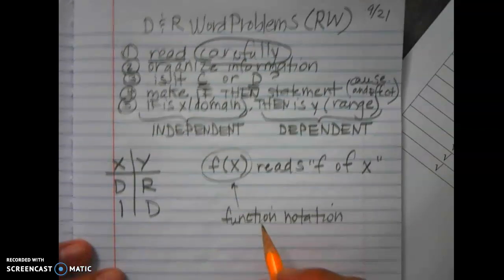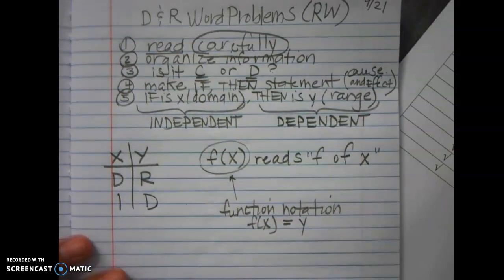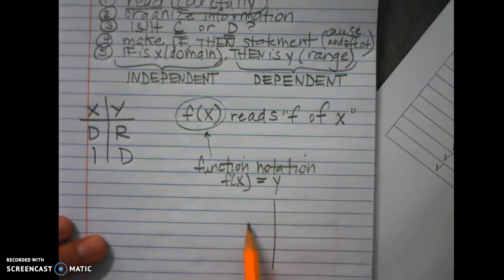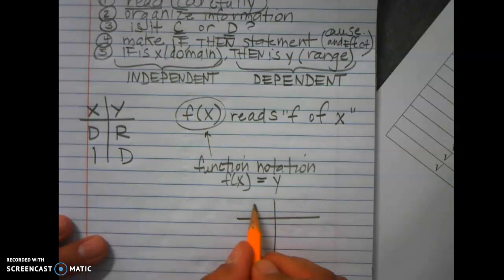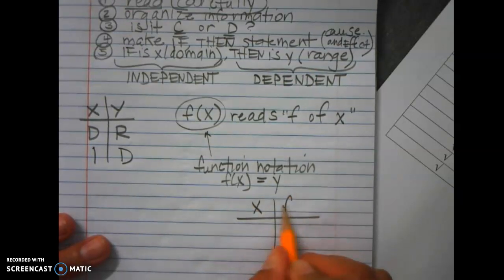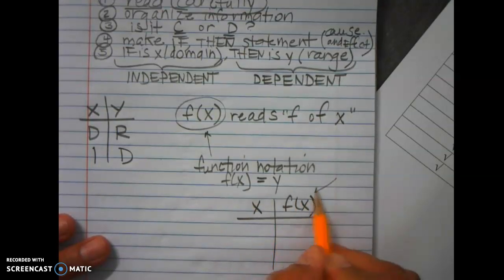Okay, when we see this, F of X is the same thing as Y, right? So when we start seeing tables set up, another little table for yourself, you will have the X column labeled. You might see F of X on the top of the Y column, right? F of X, remember, is the same thing as Y.